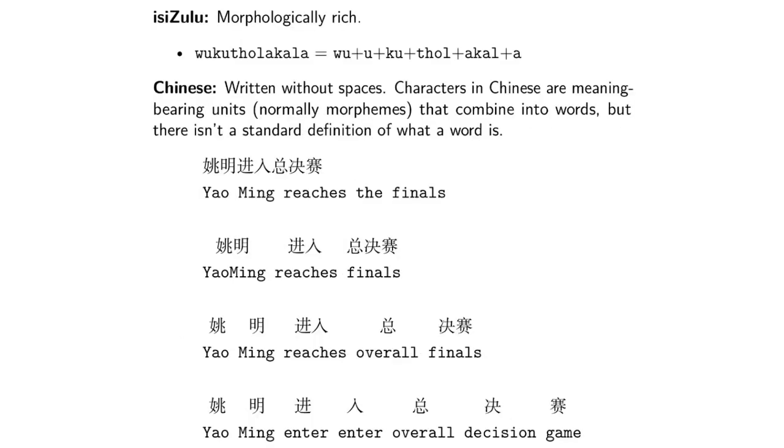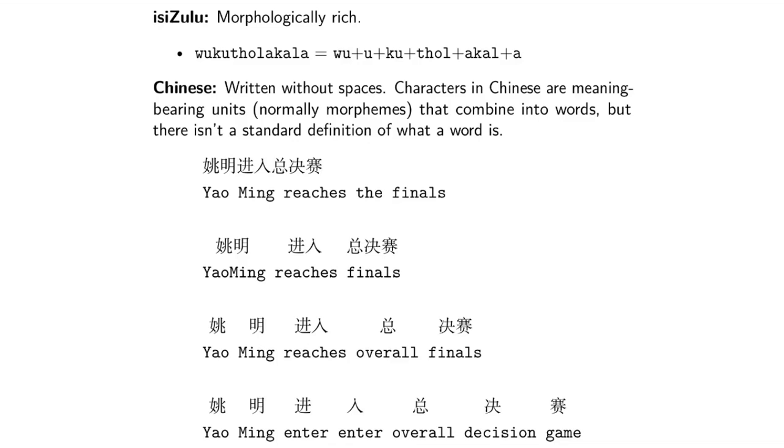This isn't the end of our troubles. Languages like isiZulu and many of the indigenous African languages spoken in South Africa are morphologically rich languages, which means that you're gluing together things called morphemes. These are minimal units of meaning that you're gluing together in order to modify a word or actually to build up a word. And we'll look at morphology in just a second.